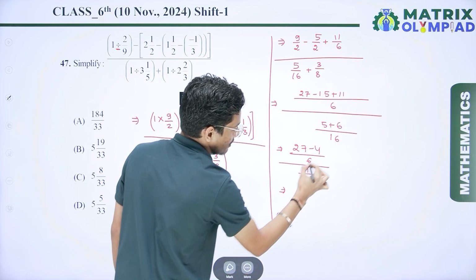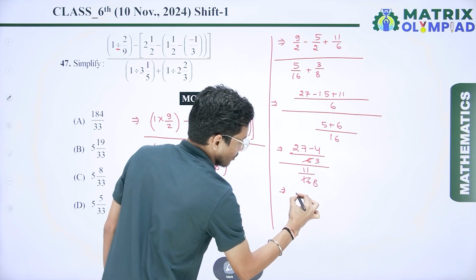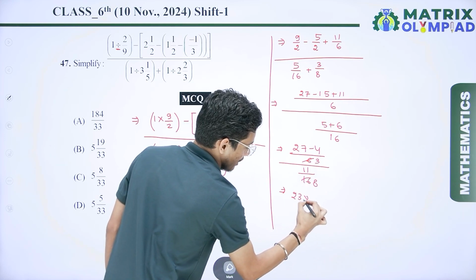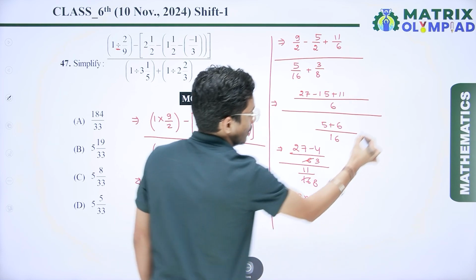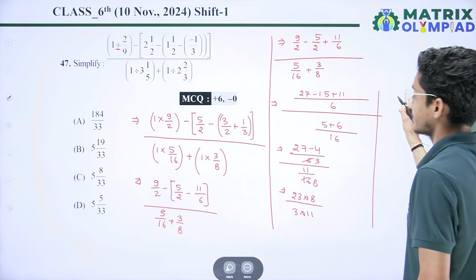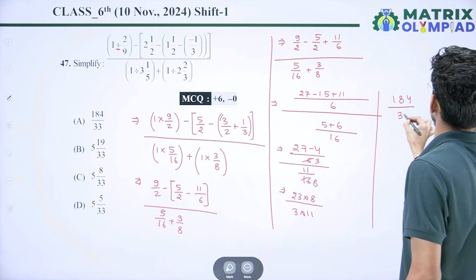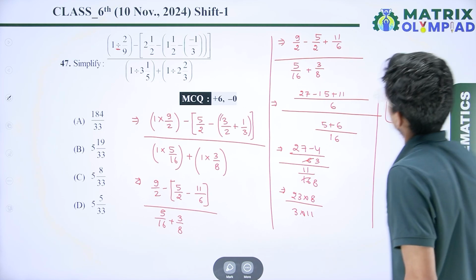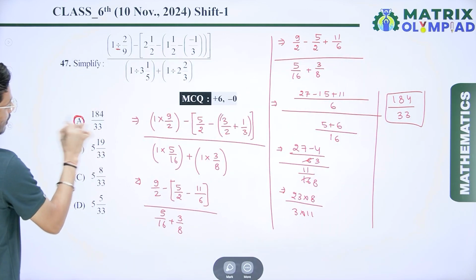So here I can write 2 threes are 6, 2 eights are 16. So here 23 multiplied by 8 upon 3 multiplied by 11. If I simplify here, I get 184 upon 33. So check which option is correct. Option A, 184 upon 33, is the correct answer.